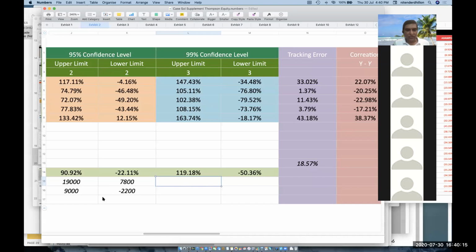So this is the risk-return trade-off here that we're looking at. And now say for 119% and minus 50%, ये numbers ठीक हैं हमारे?